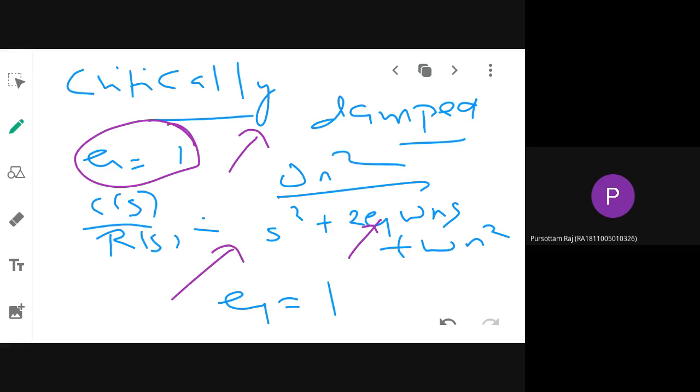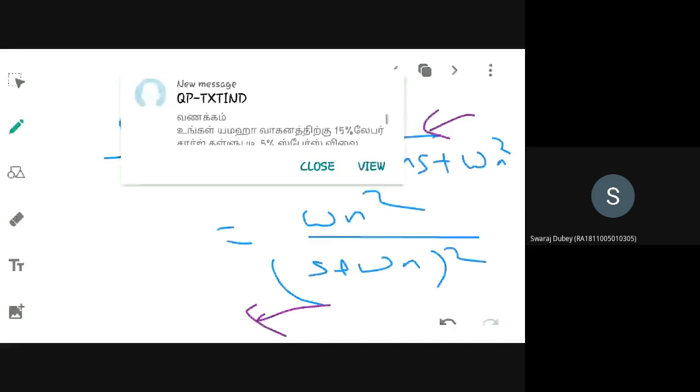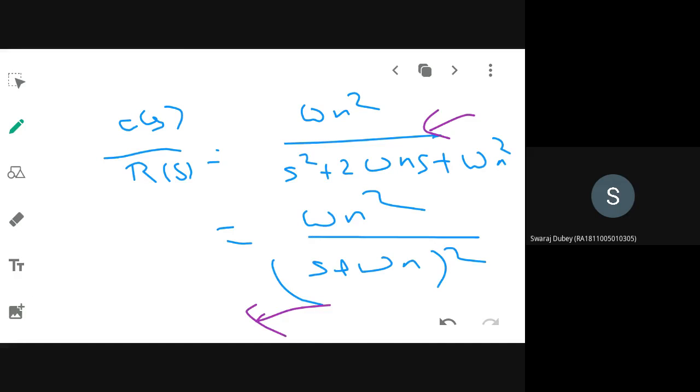Omega n squared divided by s squared plus 2 omega n s plus omega n squared, you will be getting. Okay, this equation I have substituted. Can I rewrite the denominator? S plus omega n the whole squared is equal to what? Expand that. Will it be equal to the denominator or not? Yes, ma'am, it will be.